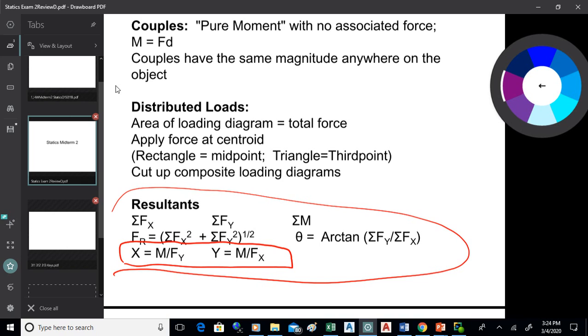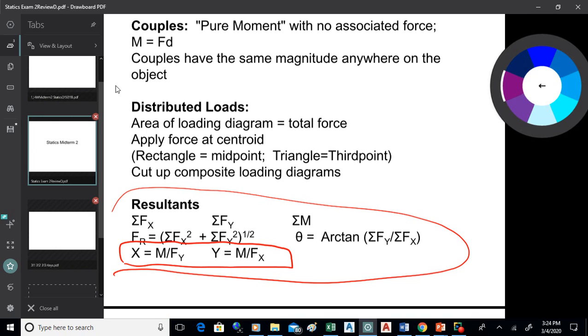Distributed loads. You find the area of the loading diagram, which is the total force. Apply the force at the centroid of the loading diagram. The centroid of a rectangle is in the middle. The centroid of a right triangle is a third of the distance over from the right angle.